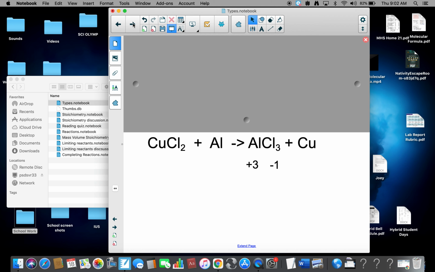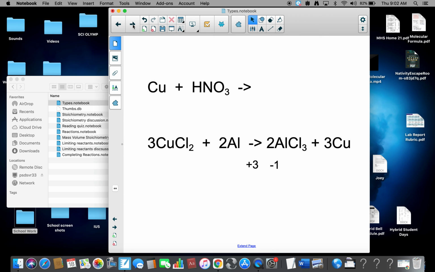Balancing it up, my aluminums and coppers are fine, but my chlorines are not. I've got 2 and 3. So I'll put a 3 in front of the copper 2 chloride and a 2 in front of the aluminum chloride. Now my aluminums are messed up, so I'll put a 2 in front of the aluminums, and my coppers are messed up, so I'll put a 3 in front of there, and it's balanced. We'll do this one in class, and I'll demonstrate this for you. Copper plus nitric acid, HNO3 yields.